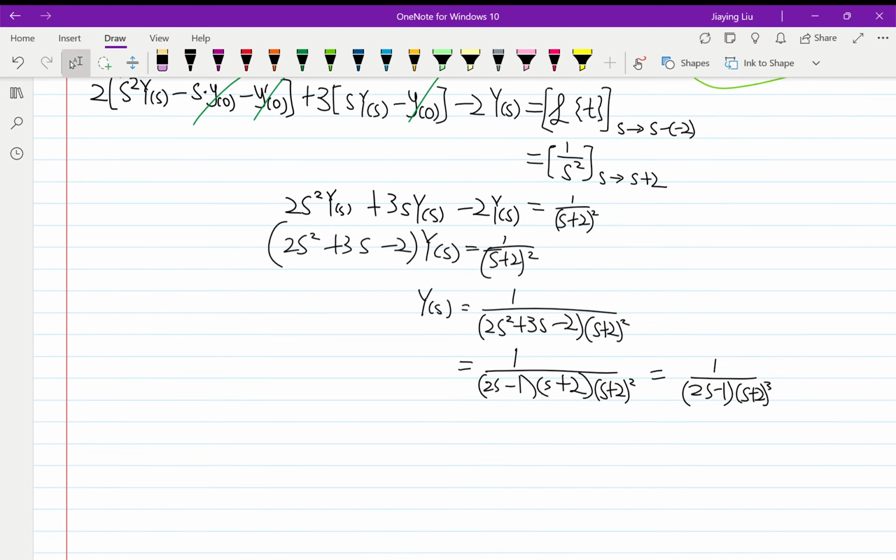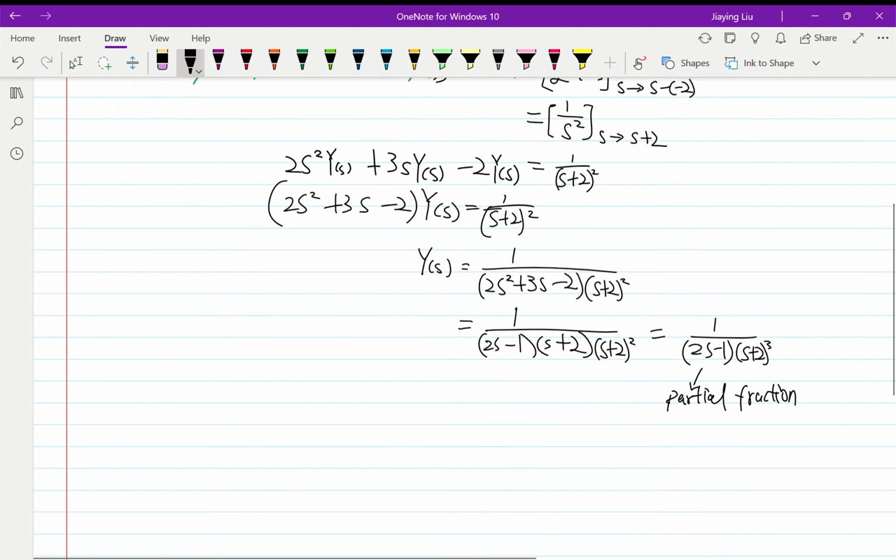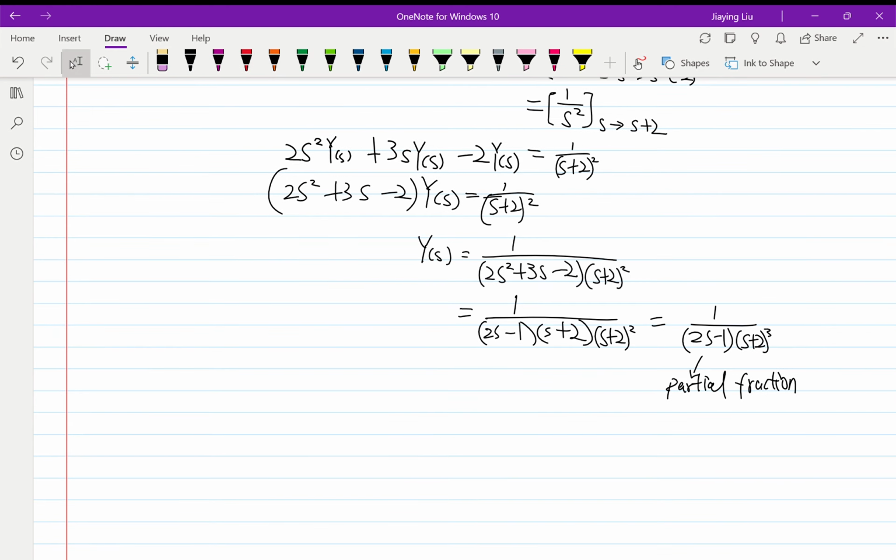From this point, we're going to find the partial fractions first before we apply the inverse Laplace transform. So find the partial fractions of this fraction. I'm going to rewrite it: 1 over (2s minus 1)(s plus 2) cubed. And I'm going to just write down the four fractions that you should have when you find the partial fractions, without doing a lot of work.